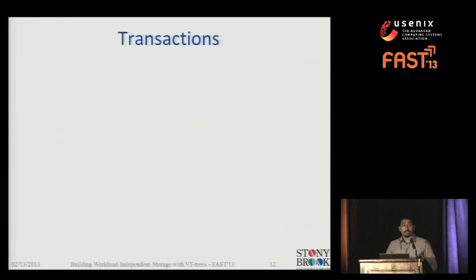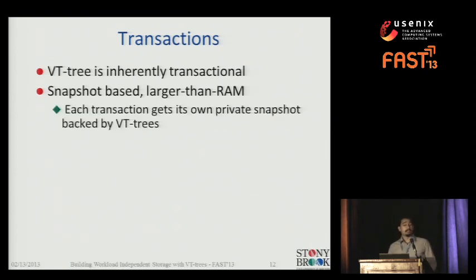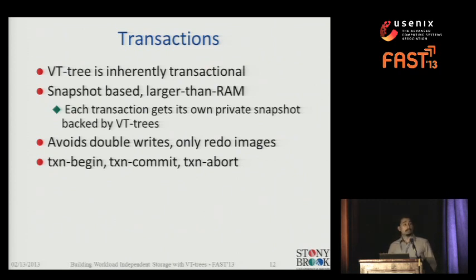KVFS also provides transactions. VTTree, being log structured, is inherently transactional. We implemented transactions based on snapshots. A transaction can be larger than RAM. Each transaction in KVFS has its own private snapshot backed by a VTTree, where all the writes go. And because it is log structured and only requires redo images, we avoid double writes, so that gives us a little more performance. KVDB and KVFS both expose transaction begin, transaction commit, and transaction abort APIs to the user to create, commit, and abort transactions.